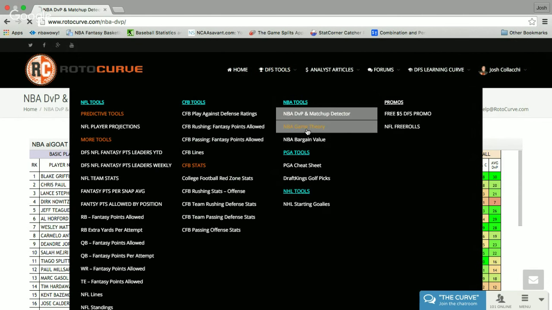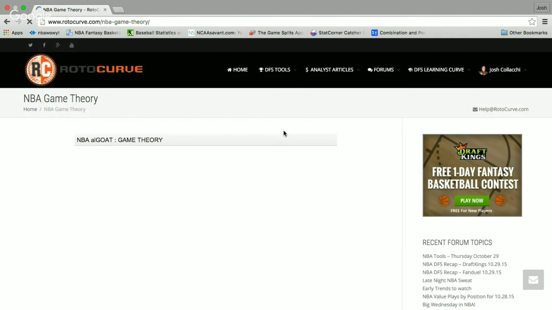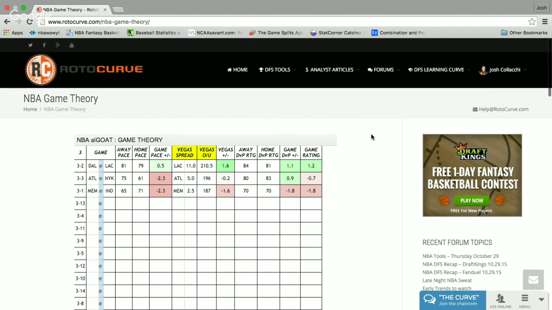Moving on to the next tool, and this is one of my favorite tools. I'm very glad we could share this with you at RotoCurve, and that's NBA game theory. With just 3 games on this slate, it's a little bit easier for me to describe this simply because I'll be able to discuss each game and what it means.